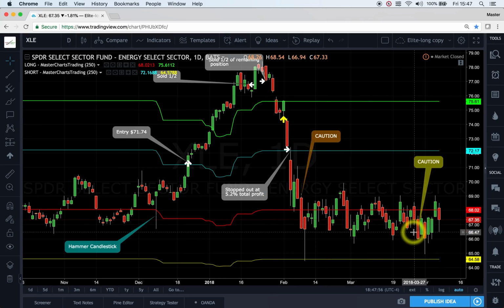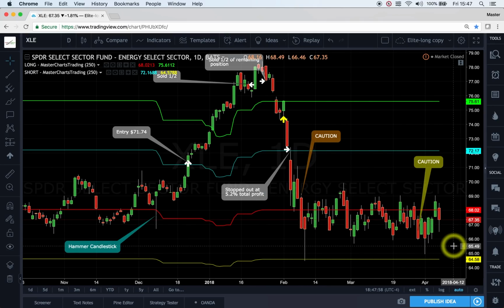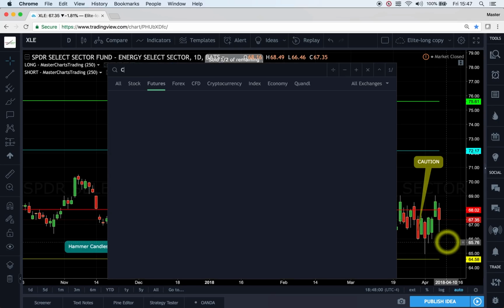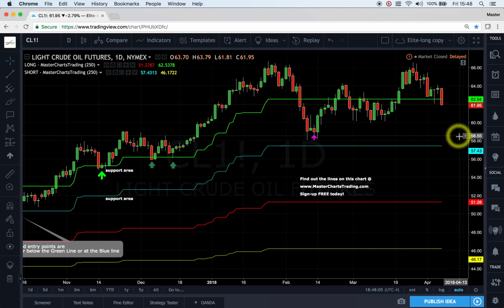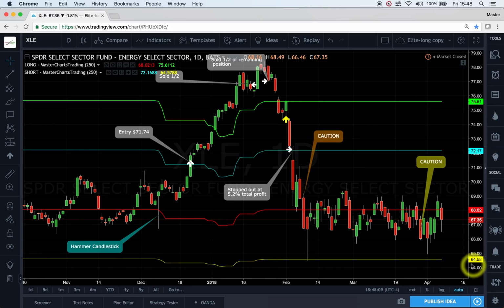So not a great chart currently, and again, it's very possible that oil will weaken further, at least a little bit, and this could push XLE into an outright bear market, especially if we close below 64.58, which is this yellow line. And again, you can find out about those lines by contacting me. So overall, oil is in a bull market, but the energy ETF is looking kind of bad actually.